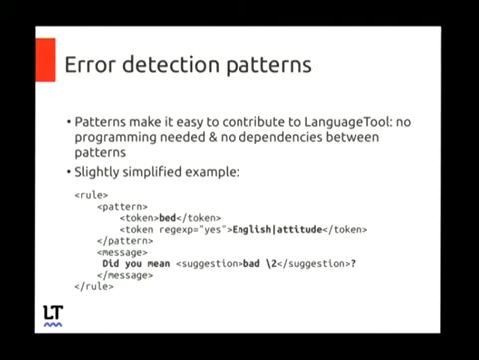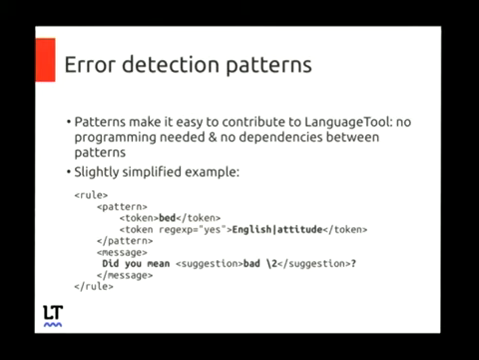The basic idea behind these error detection patterns is to be first simple, so you don't have to be a software developer to contribute new rules. And the other idea of patterns is that they are all independent. So even if you add a new rule, you cannot break any of the existing rules. That's often unlike in software development, where you change something and something else breaks.